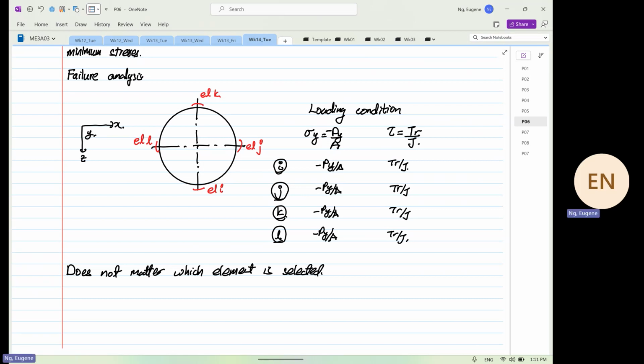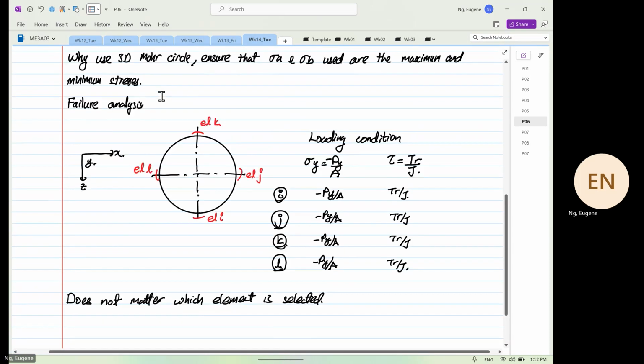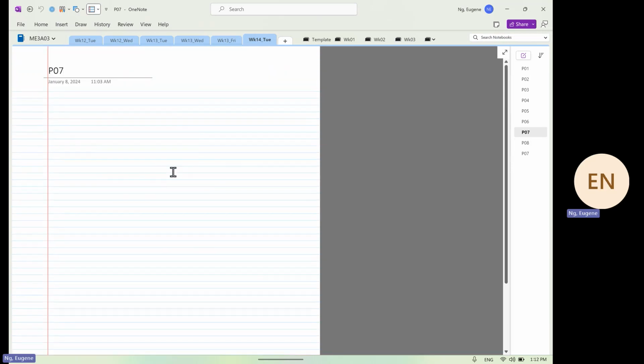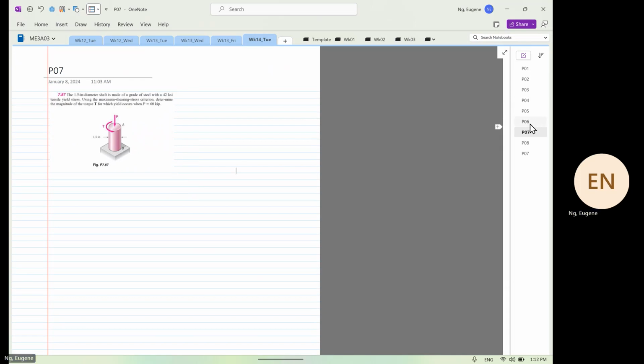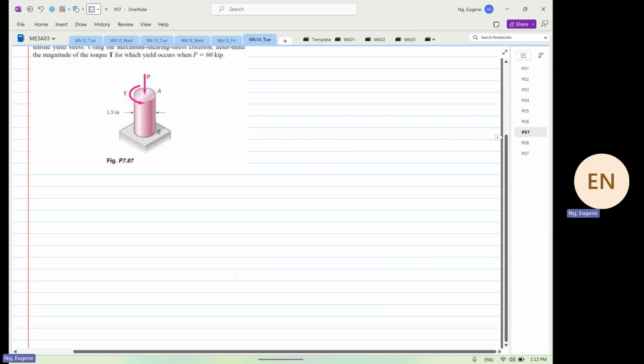Okay, it does not matter which element is selected. You can pick I, J, K, or L; it does not matter. From here, I'm going to copy this diagram. We can more or less sketch the stress state of the element. So this is Y, X, Y, and Z. So this is A of X.